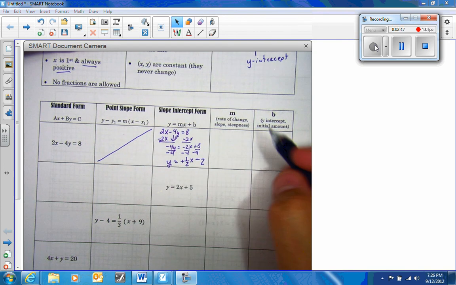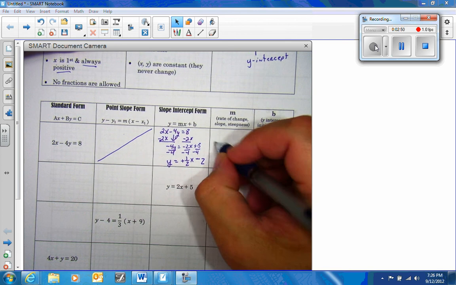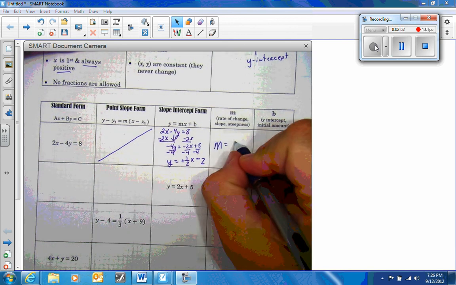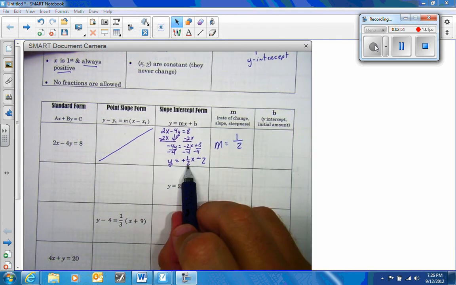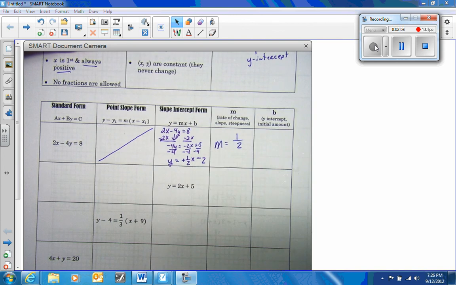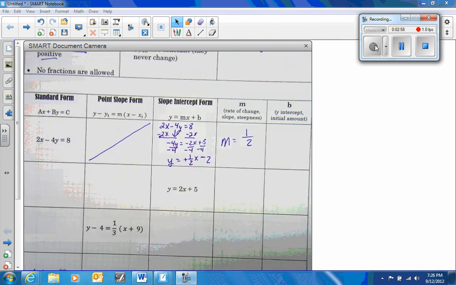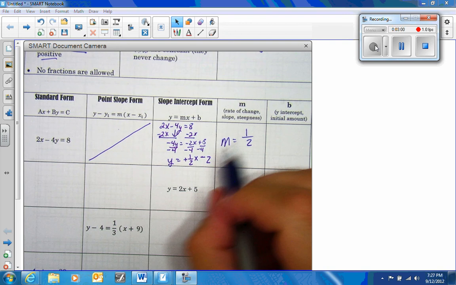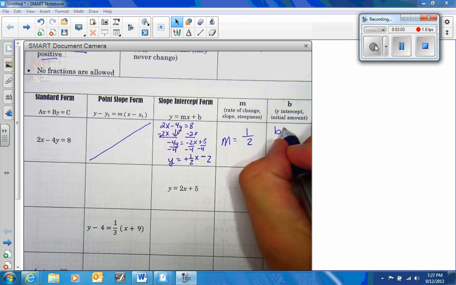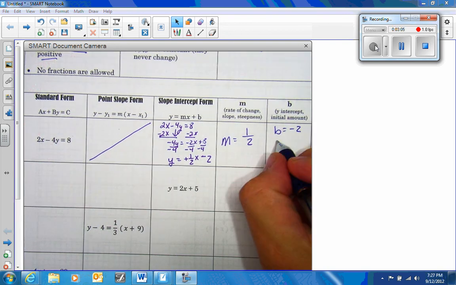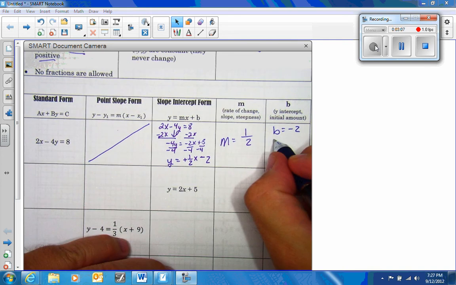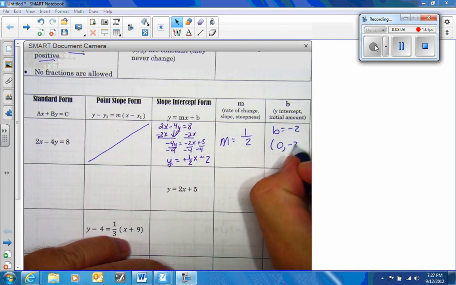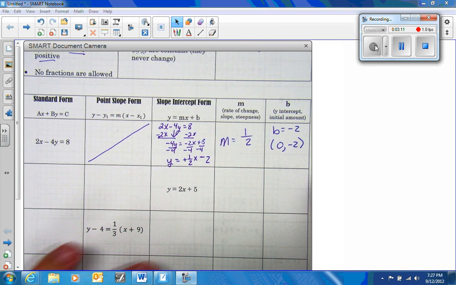All right, now in this case, my rate of change, my slope, is 1/2. This is your slope. It's always in front of x. Let me blow this up just a little bit. And our y-intercept is always here, negative 2. So my b is equal to negative 2. Now, remember, that's your y-intercept. That coordinate point is at (0, negative 2) on a graph.